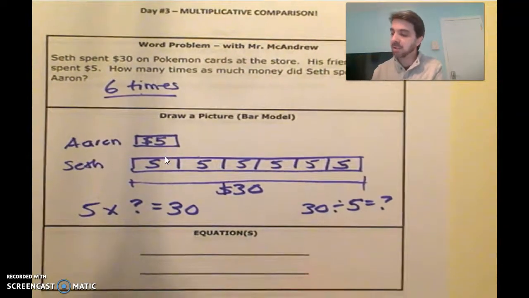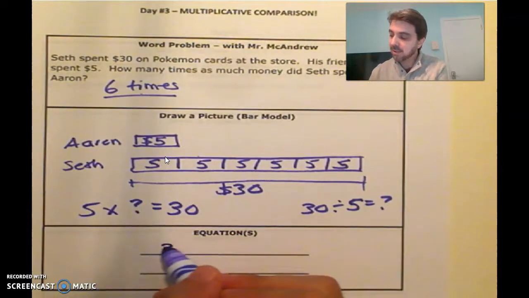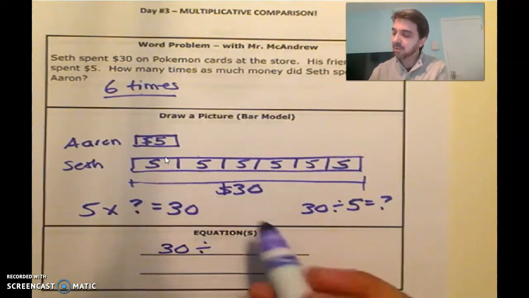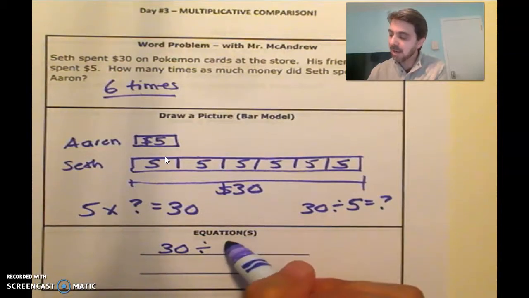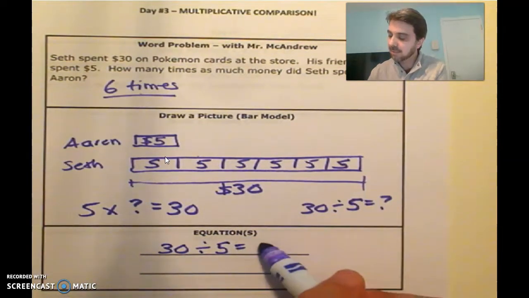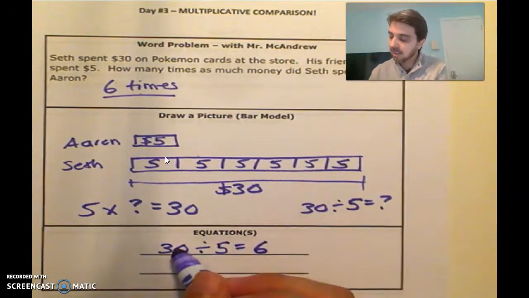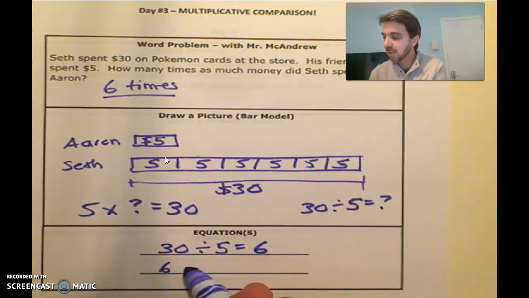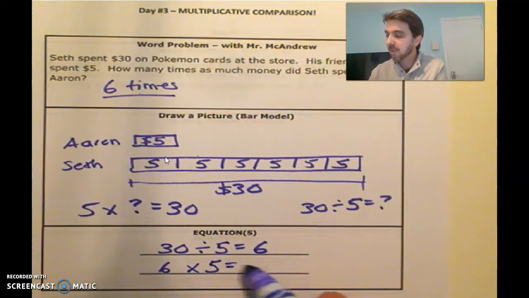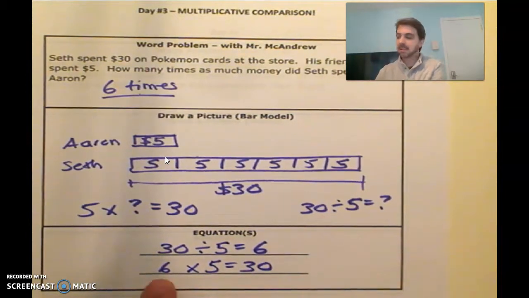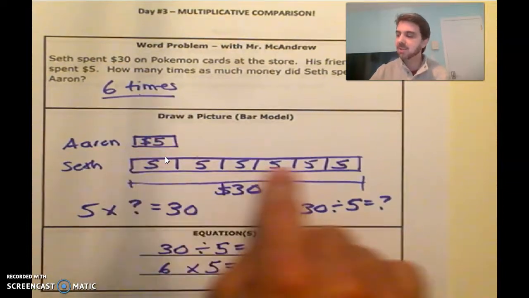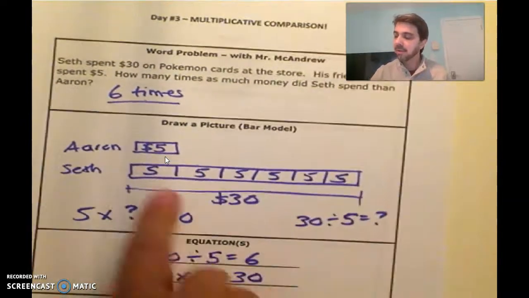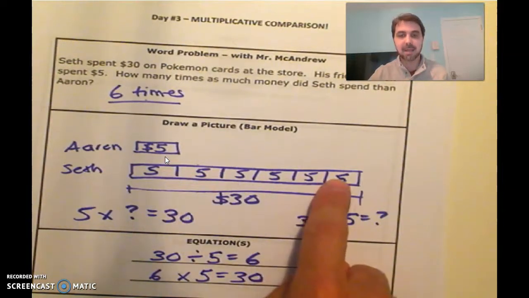So your equation could either be as a division, which is 30 divided into equal groups of 5 gives you 6, or it could be that you've got 6 groups of 5 equals 30. You weren't sure what that 6 was in the beginning, right? So if you know your multiplication facts, this gets a lot easier. This is just a visual to help you see that Seth has 6 times as many.